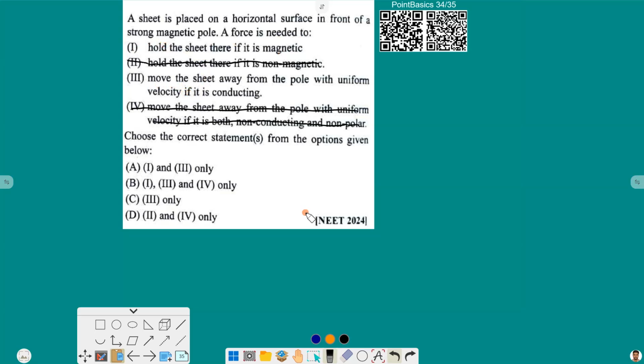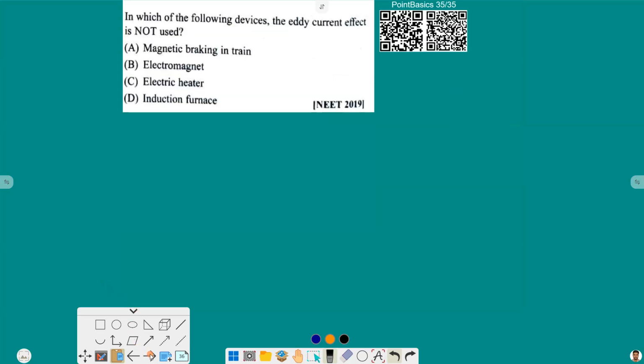Why will the third be true? Because in the third we have been given a conducting sheet which is moving with some velocity. So it will act as a conductor of some length moving with some velocity in a magnetic field. So there are chances that there will be induced EMF and there will be some force acting on this conductor, depending upon the orientation of the magnetic field, length and velocity. So we can say option A, 1 and 3, are the possible answers which can be true. Let's move to the next one and the last one.